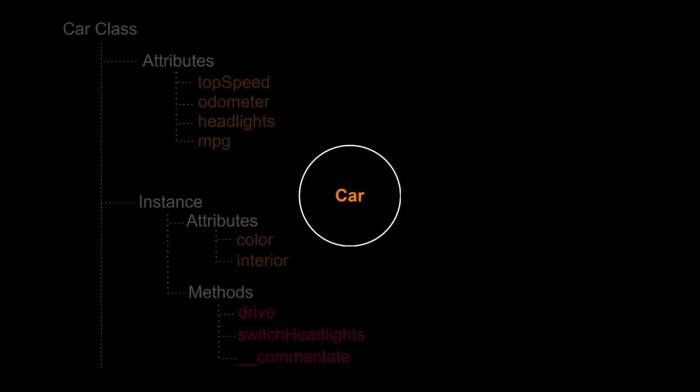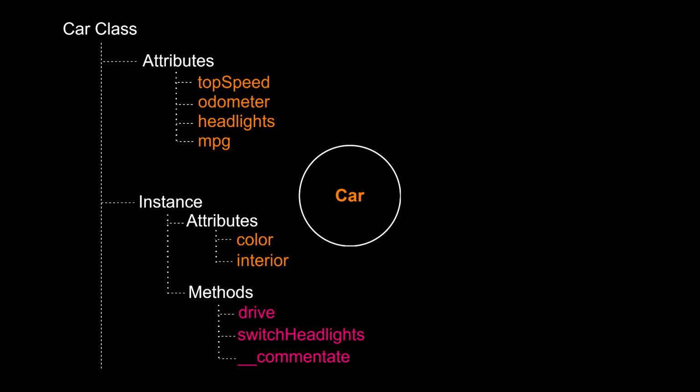In the last video, we talked about how to design a car class. So we talked about class attributes like top speed, odometer, headlights, and MPG, and we said that these are the same initially when we build a car from this class. We also talked about instance attributes like color and interior, and we said that right off the bat, these could be different for each individual car. Lastly, we talked about functionalities of this car like drive, switch headlights, and we also touched on private methods, in this case commentate, which described when we would drive a certain amount of miles.